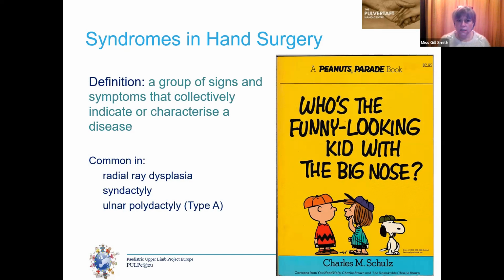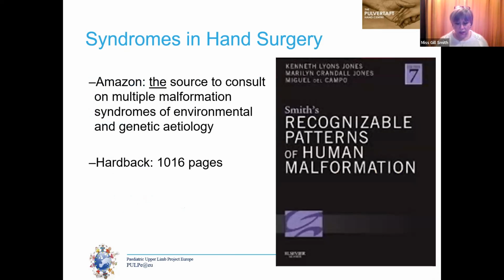And actually genetic syndromes are quite common in congenital hands, particularly in radial ray dysplasia, in syndactyly, and in all of polydactyly. However, if you think I'm going to talk about all those, and those of you that know me know I can talk quite a long while, I am still not going to talk about all the syndromes that you can get.